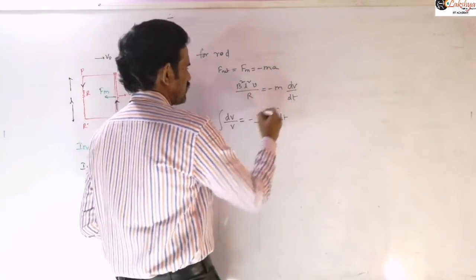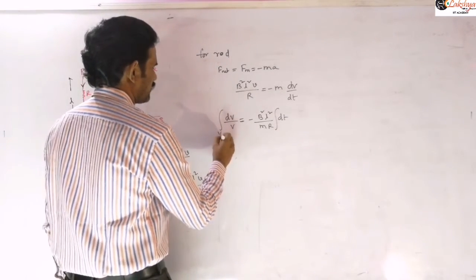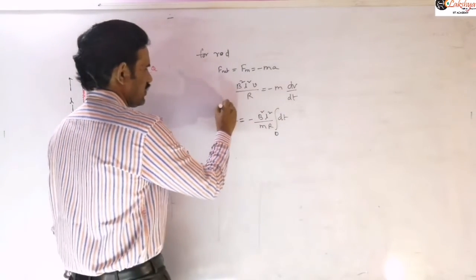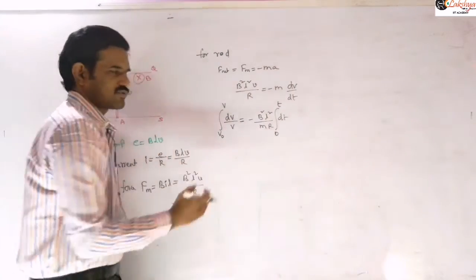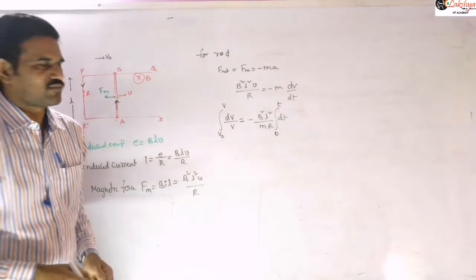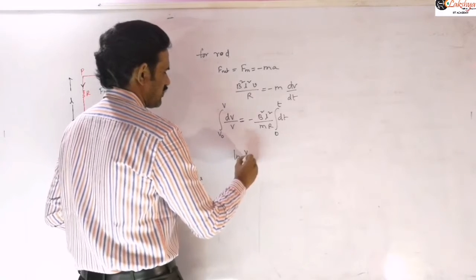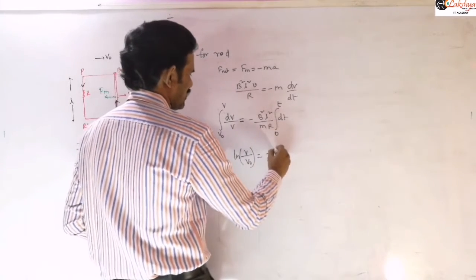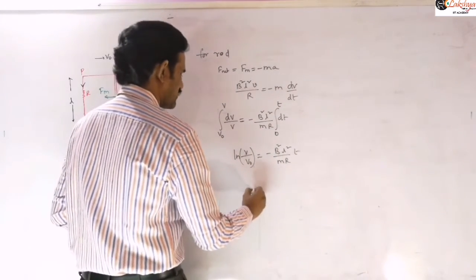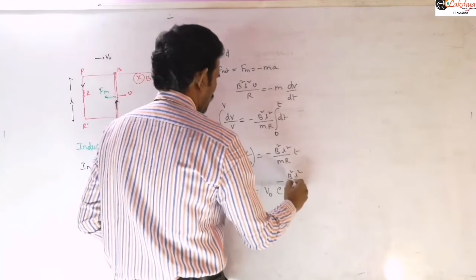Now take integration on both sides. This integration is nothing but V, the velocity at any instant we need to find. V naught is the initial velocity when t is equal to 0, and V is the velocity at any instant of time. Are the limits clear? Applying the integration, you get the ln function: ln V by V naught is equal to minus B square L square by MR into t. And so V is equal to V naught into e power minus B square L square by MR into t.